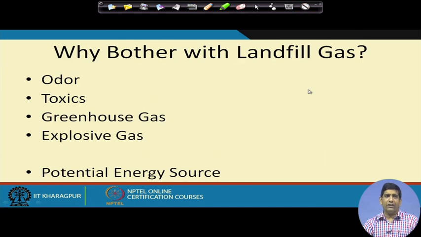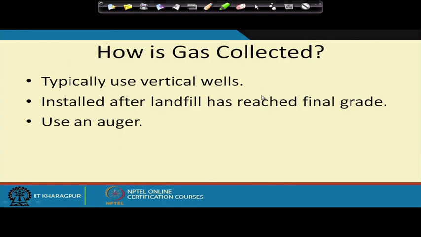So why bother with the landfill gas? The smell we talked about, it's toxic. Hydrogen sulfide, as you know, is a toxic gas. It's a greenhouse gas. It's an explosive gas. All those things are why we have to bother. Those are the reasons why we need to bother with this landfill gas. And then it's a potential energy source. It can be used for energy generation. So that's important as well.